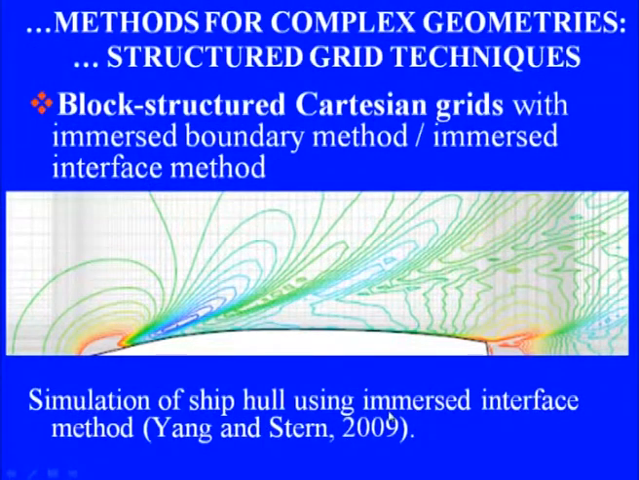This is another example of block structured Cartesian grid which has been used for simulation of a ship hull using immersed interface method by Yang and Stern. So once again you can see this background, the grid is there, the result is also put there. So we have got the Cartesian grids of different densities and close to the surfaces to take care of the presence of these solid boundaries. Immersed interface method has been used, which can account exactly for the presence of the curved surface of the ship hull.